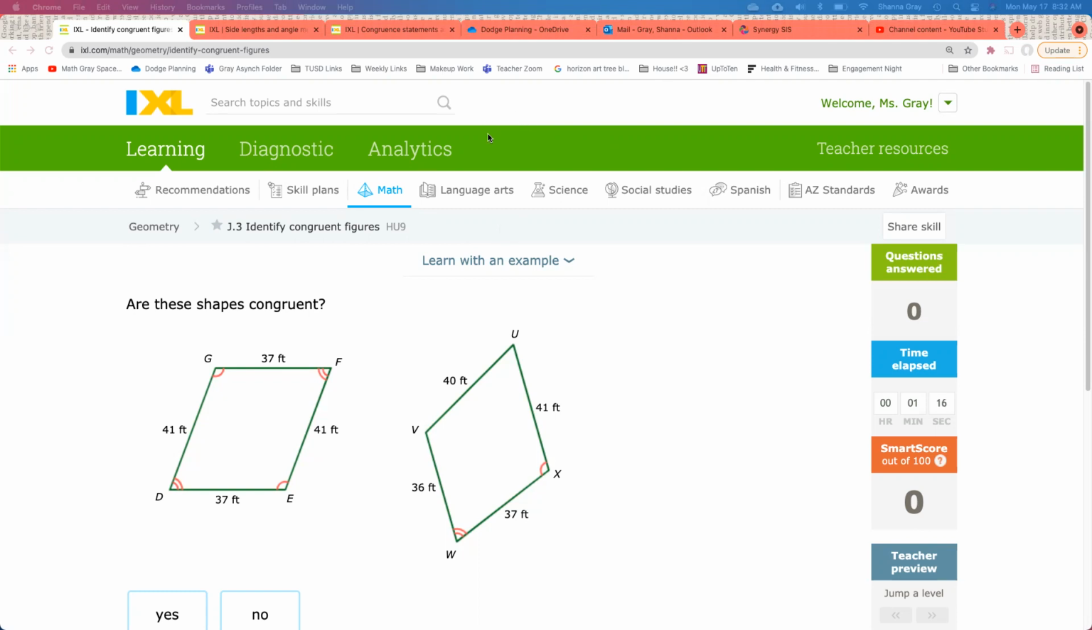So I'm going to write down that this is the help video for homework number 9. And then this first topic here is HU9. And so basically, you're just looking at them. Can you look at them and determine if they're exactly the same or not? It really just means you're comparing their measurements.